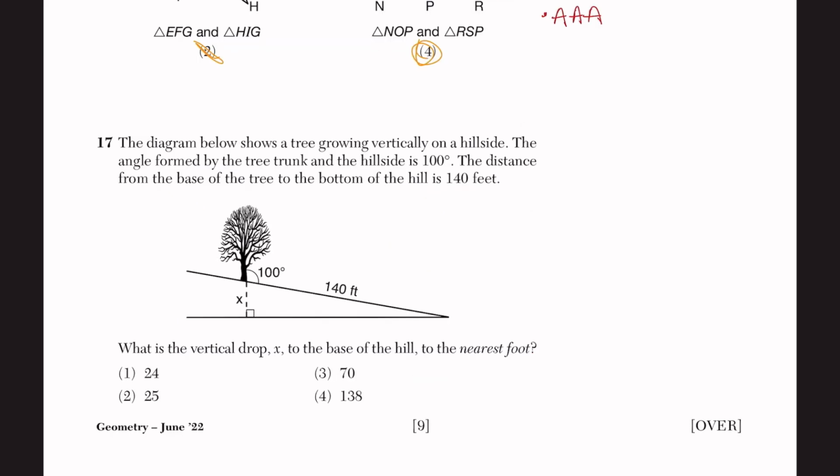Question 17. The diagram below shows a tree growing vertically on a hillside. The angle formed by the tree trunk and the hillside is 100 degrees. The distance from the base of the tree to the bottom of the hill is 140 feet. What is the vertical drop x to the base of the hill to the nearest foot?